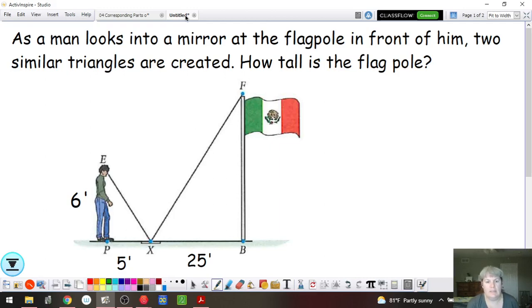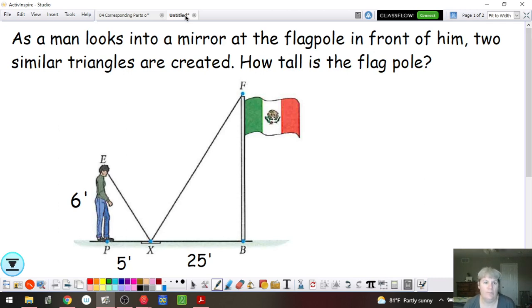In class, we did an activity where we used mirrors to estimate the height of an object. That is called indirect measurement, and we can use indirect measurement to help us estimate the heights of many objects. So we're going to take a look at a couple of examples here, and then you'll get some more practice on your own.